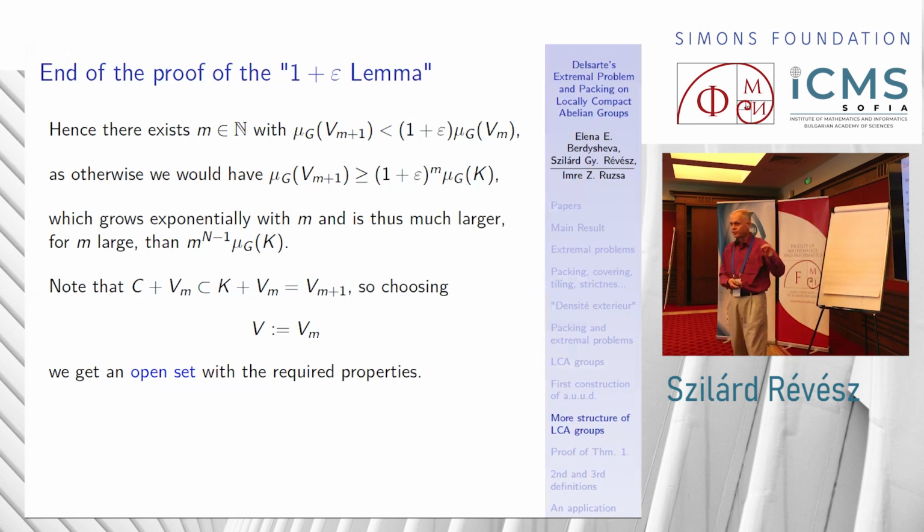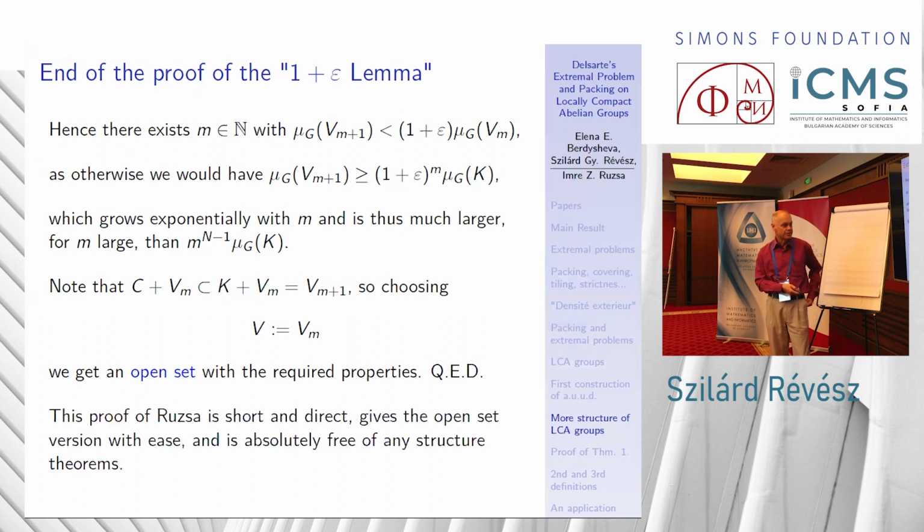So we needed no structure theorem, needed only commutativity, because otherwise the choice from T would result in many more different elements. But actually, it finished the proof by these elementary considerations. So it's short and direct, it's the open set version with these, and absolutely free of any structure theorems.